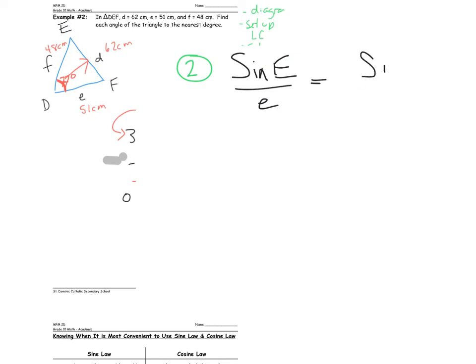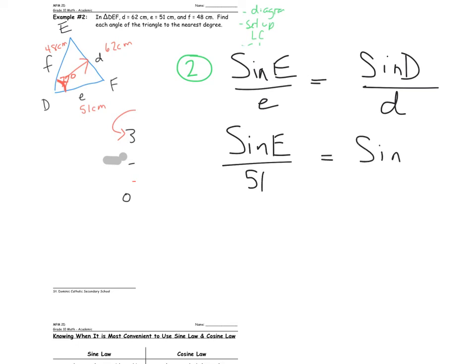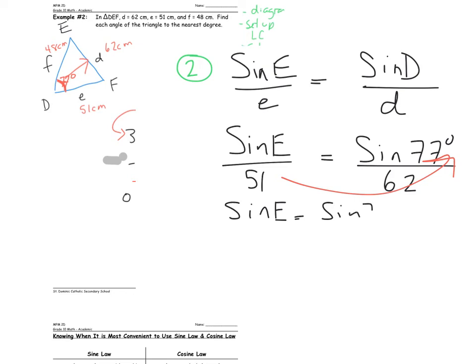So sine of angle D over little d. And this is a lot simpler, I'm hoping you're seeing. So sine of E over little e, which was 51 centimeters, is equal to sine of angle D, which we just solved at 77 degrees, over little d, which is 62 centimeters. Now I'm just going to isolate sine E by bringing the 51 upstairs. So sine of E is going to be equal to sine 77 degrees over 62 times 51.